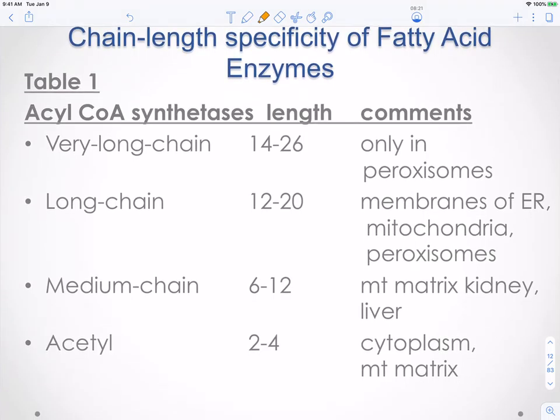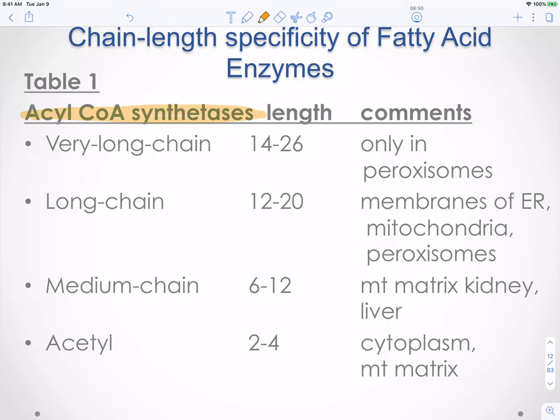So just some general rules, I guess, you can think about for enzymes that have to work on these fatty acids during beta oxidation. You see that we have acyl-CoA synthetases. And so these acyl-CoA synthetases are going to be specific for very long-chain fatty acids, long-chain fatty acids, medium-chain fatty acids, or our smaller acetyl fatty acids.